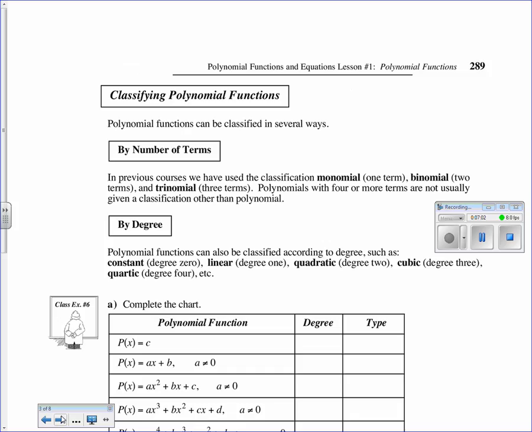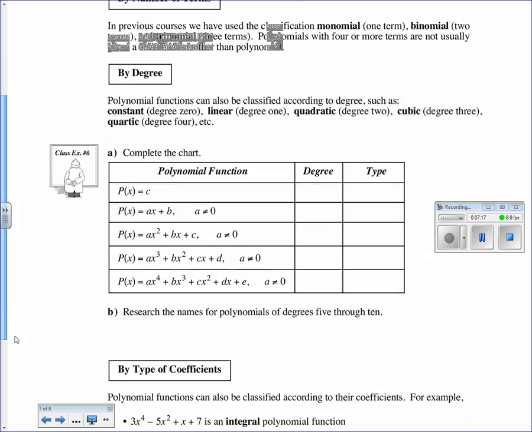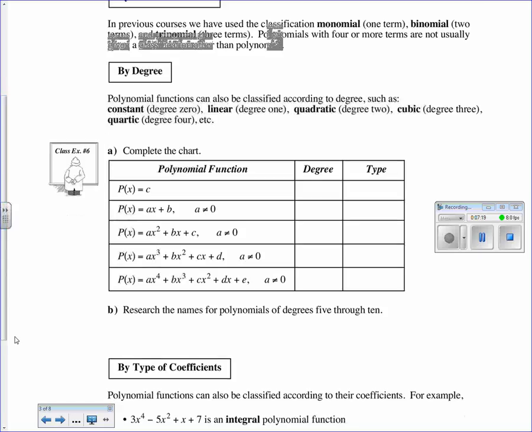Some more vocabulary. We can call polynomials by the number of terms they have. Monomial, 1 term; binomial, 2 terms; trinomial, 3. Or by the degree. You can have a constant, which is degree 0. You can have degree 1, or degree 2, or degree 3, or degree 4. So degree 0 is called a constant.